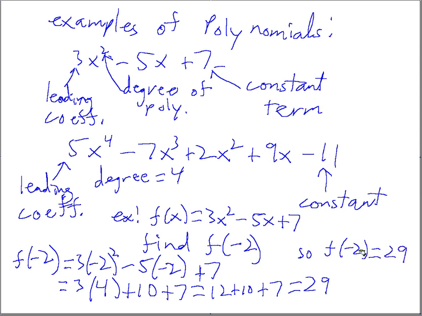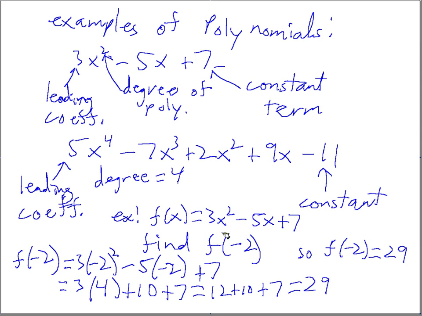When the domain is negative 2, what's the range that corresponds to that? 29. So this is just plugging numbers in to evaluate a polynomial function. No big deal. Now let's take a look at graphing these types of functions before we move on to adding and subtracting polynomials to wrap things up here.